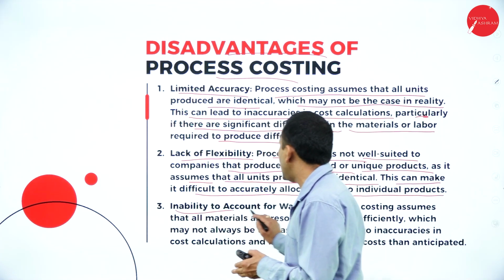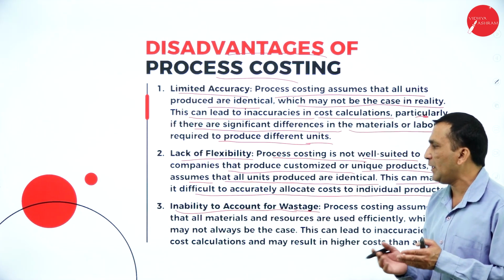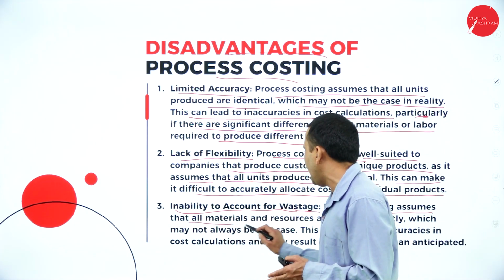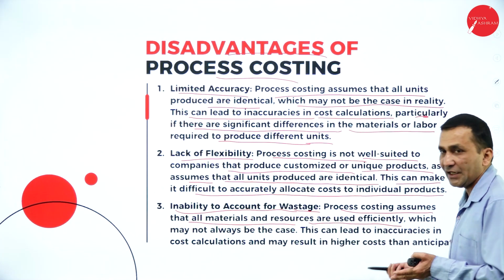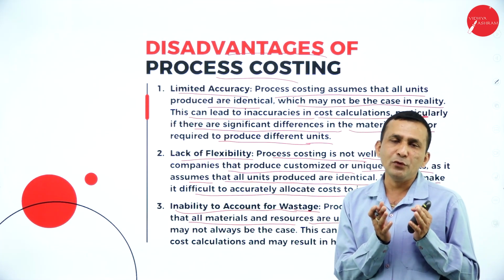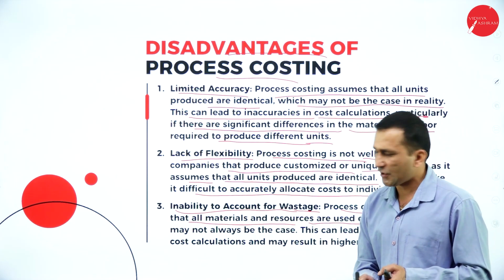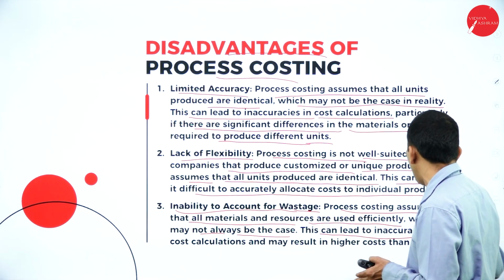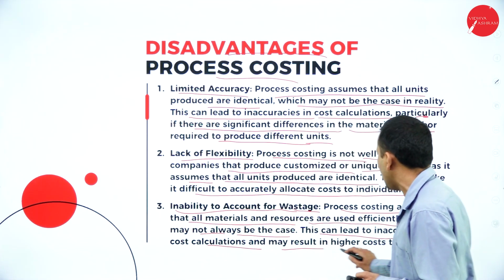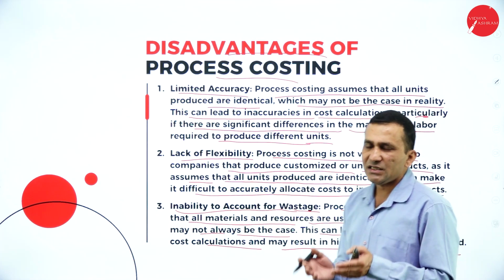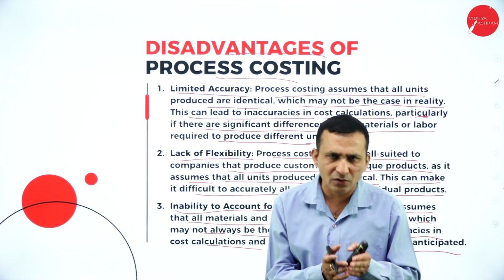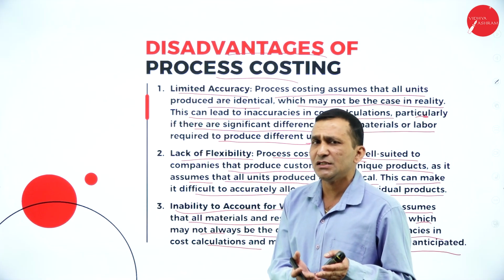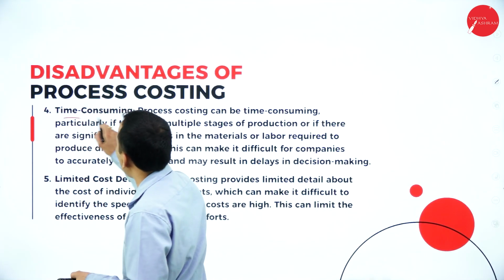So here, inability to account for wastage. The process costing assumes that all material and resources are used efficiently, exactly the material inputs you are using for the production, which may not always be the case. This can lead to inaccuracy in the calculation and may result in higher cost than anticipated. Here we can't predict. Okay, using the input resource only we need to get, but in this case it is very difficult.